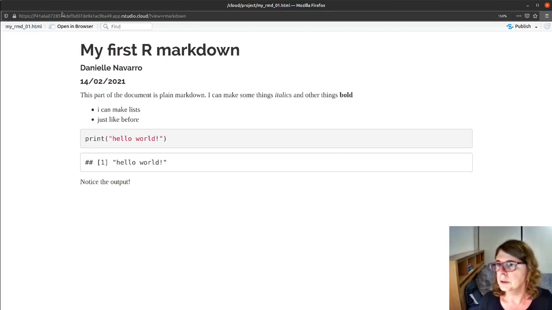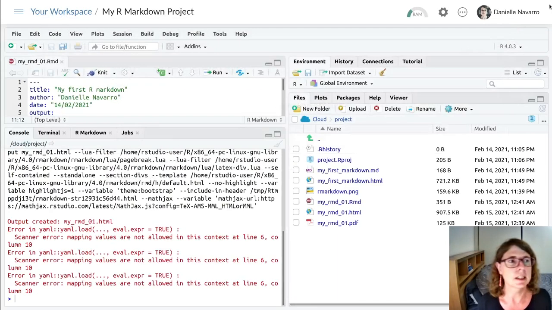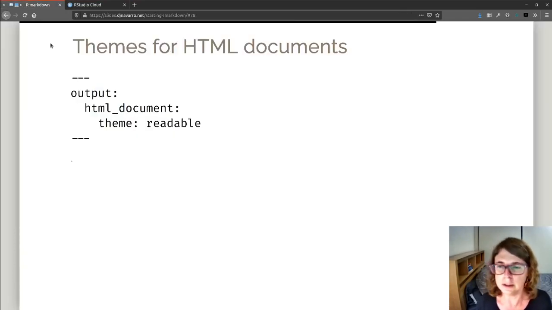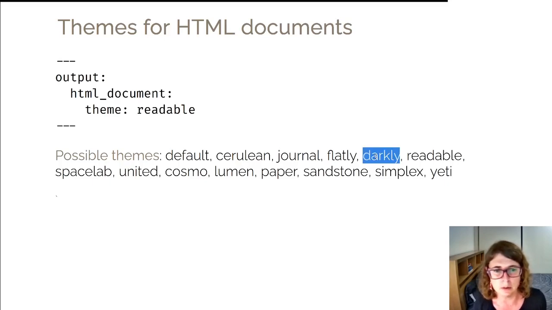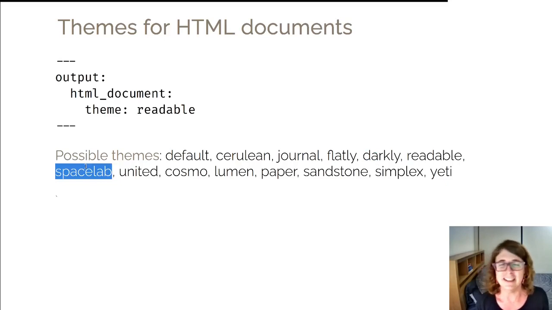So I'll go back to my slides if I can remember where they are, because I'm totally on top of things. Yes. There are quite a lot of different themes that come with RStudio by default. There's the default one, which we've already seen. There's readable, which I've shown you. But there are all of these other ones that you can play around with if you like. If you want to find out what the Darkly theme looks like, or Space Lab, have at it. Go and play with it yourself and see what each of those themes looks like.